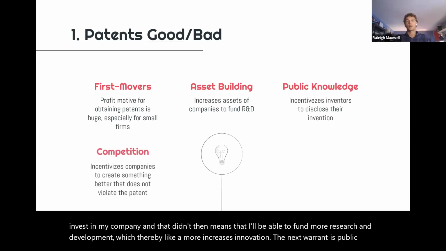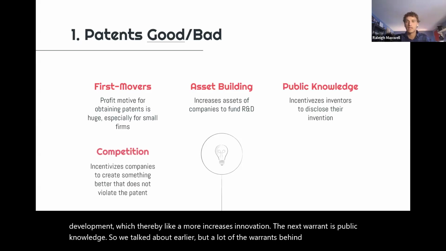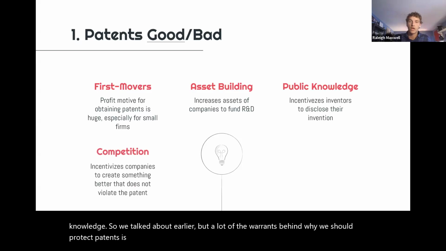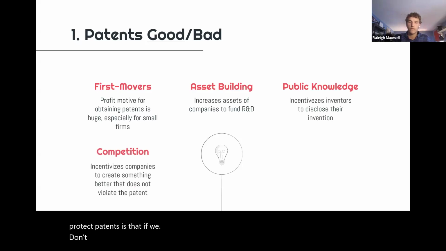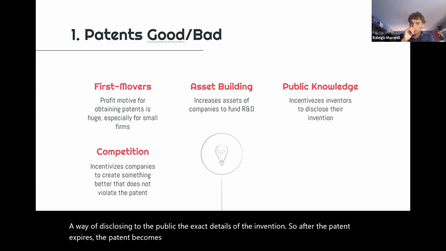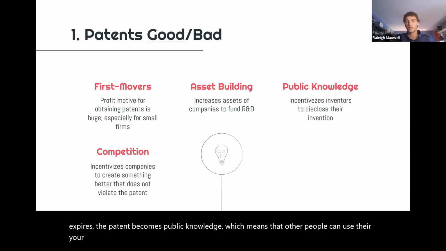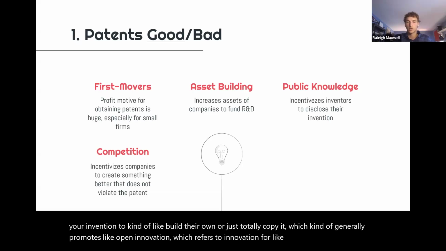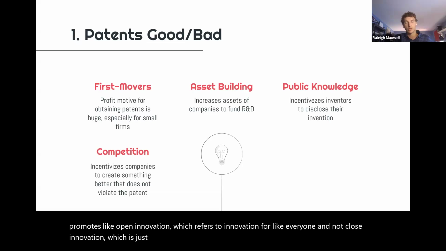So we talked about earlier, but a lot of the warrants behind why we should protect patents is that if we don't protect patents, then we'll never have a way of disclosing to the public the exact details of the invention. So after the patent expires, the patent becomes public knowledge, which means that other people can use your invention to build their own or just totally copy it, which generally promotes open innovation, which refers to innovation for everyone and not closed innovation, which is usually just for larger companies.